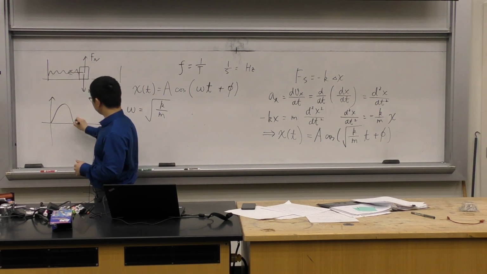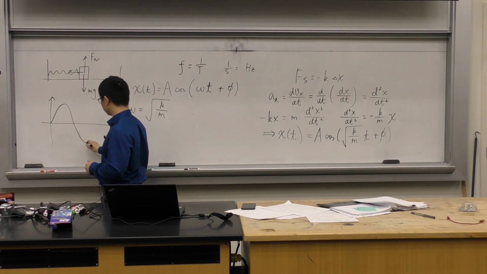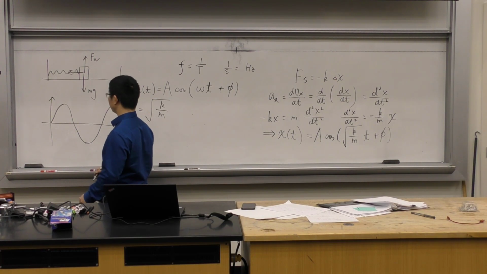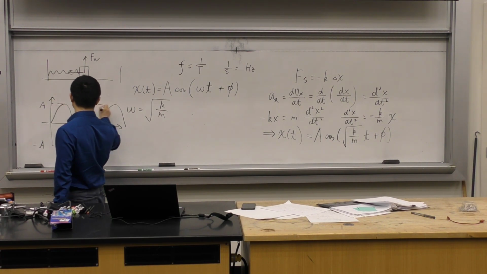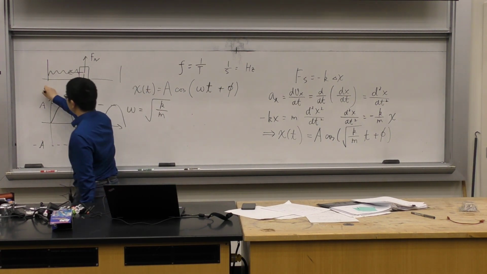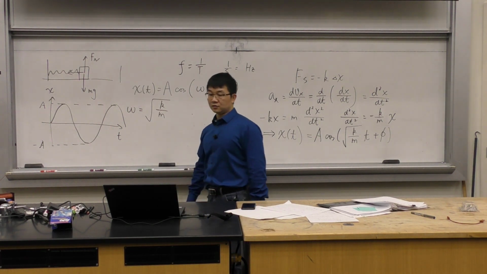Now it's not going to stop here. It's going to go to the other side, increase, reaches the maximum on the other side. That's why we call it negative. And then go back to equilibrium and just going to continue. Right? So this is the maximum A. This is the maximum negative A on the other side. So this is going to be the graph, x-t graph, the position time graph for this oscillator. So it's going to be a cosine.